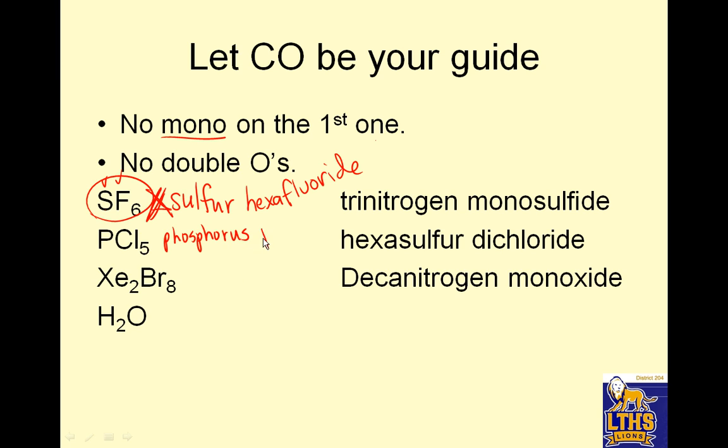Phosphorus. How many chlorines? 5. Penta. And then chloride because you end in IDE. Okay, 2 xenons. Di-xenon. 8 bromines. Octa bromide. All right, I ended in IDE.